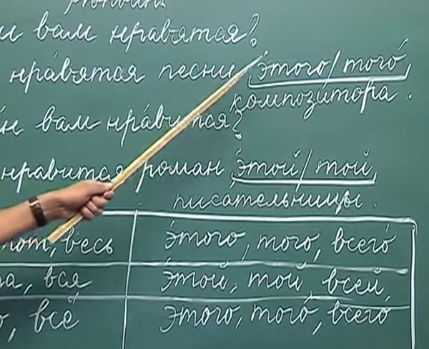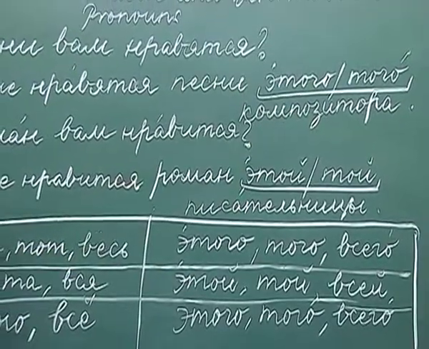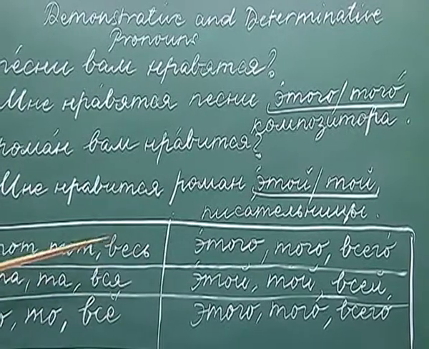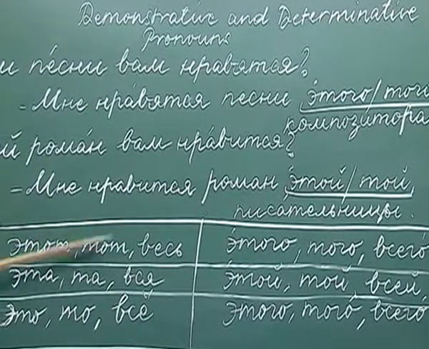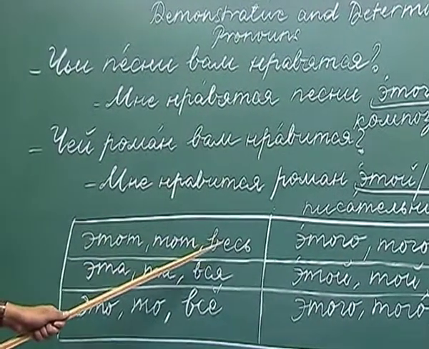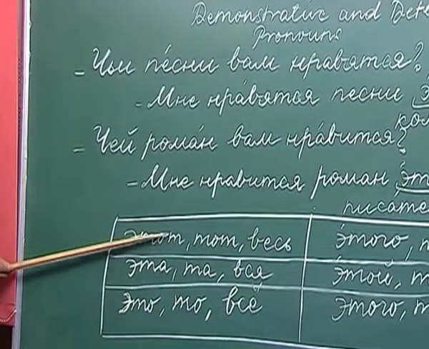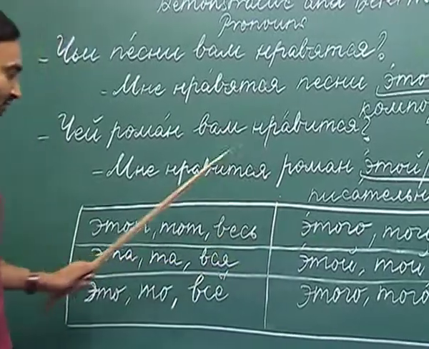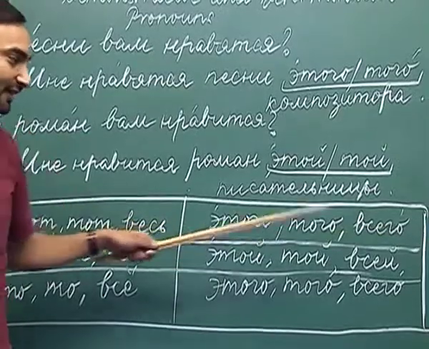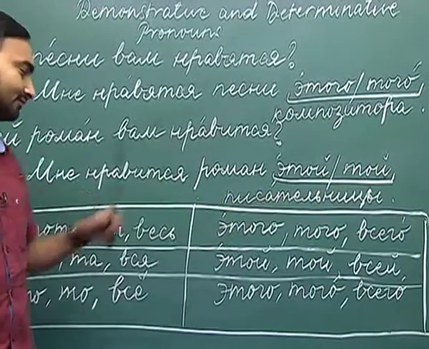So, this is how we change or decline the demonstrative and determinative pronouns in the genitive case. I have drawn a table here. These are the masculine forms in the nominative case: этот, тот and весь. Весь is a determinative pronoun, which means whole. Этот becomes этого, тот, того and весь, всего. So, these are the masculine forms in the genitive case if they are used with masculine nouns.